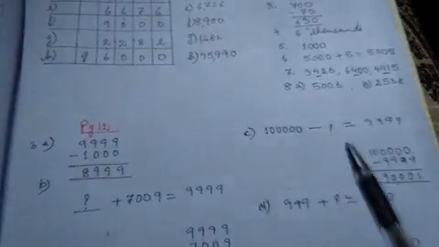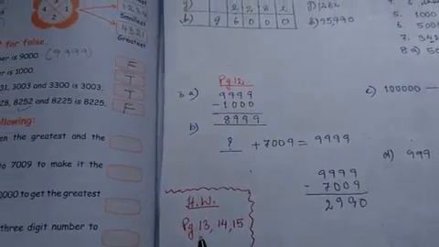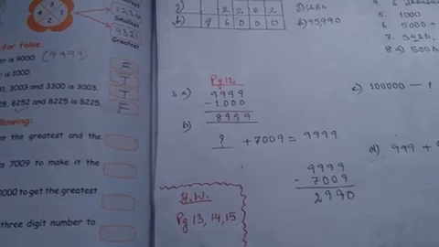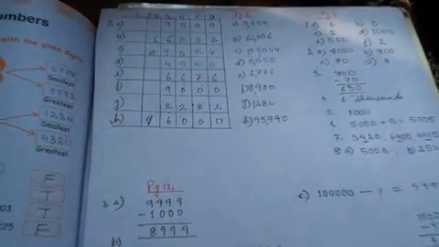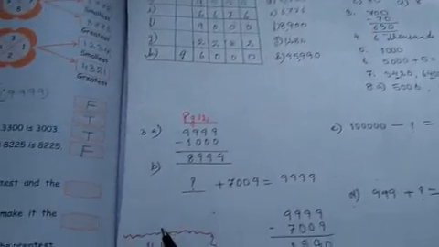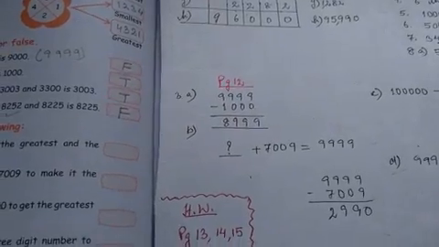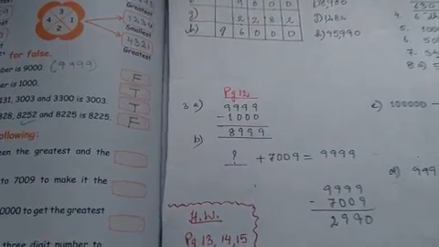If your answers are the same, it means you are doing correct. This is your homework, page number 13, 14 and 15. For those who don't have the book, I'll give you the snapshot of these pages. But before that, you check your answers from this. I'll give you a snapshot of this page also. But please don't refer to the answers which are given behind the book. Please do it yourself and check your answers yourself.